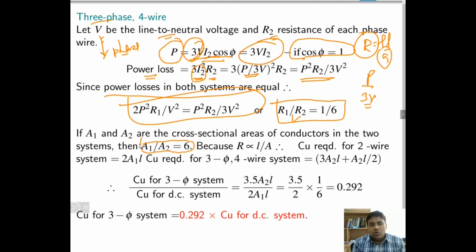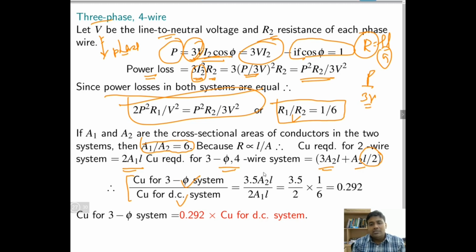So the volume of the copper required for the two-wire system will be area into length, and since it is a two-wire system, 2 times area into length. For the three-phase four-wire system you can have 3 times area into length plus L by 2 as the length for the neutral wire. So just take a ratio of both, copper for the three-phase system and copper for the DC system.